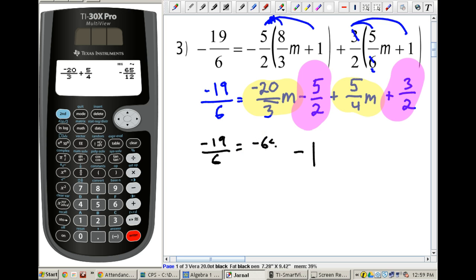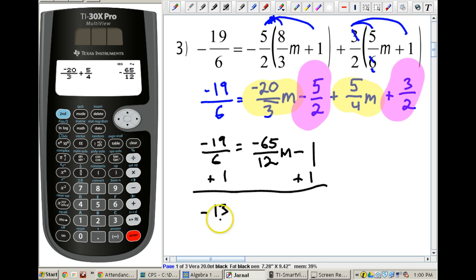Got negative 65 plus m. Add 1 to both sides. Right. Negative 19 sixths plus 1. Okay, 1 is 6 over 6. So negative 19 plus 6 is negative 13.